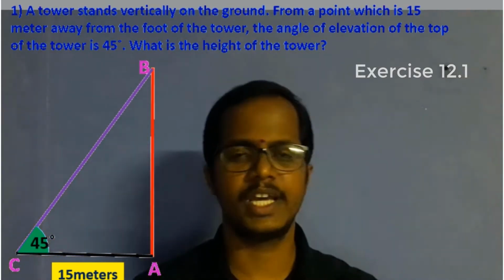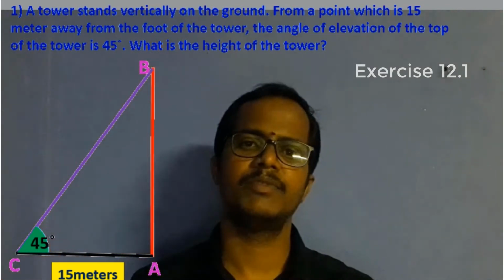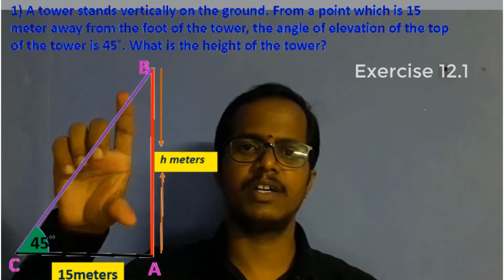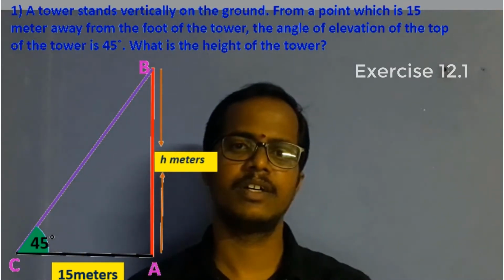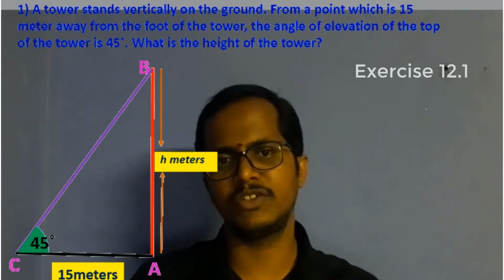Remove the picture from this diagram. Now we get a right angle triangle ABC. Here we need to find the height of the tower. Let us assume the height of the tower as h. Now to find the height of the tower, can you guess which trigonometric ratio is suitable?